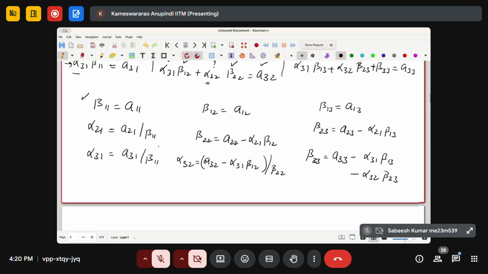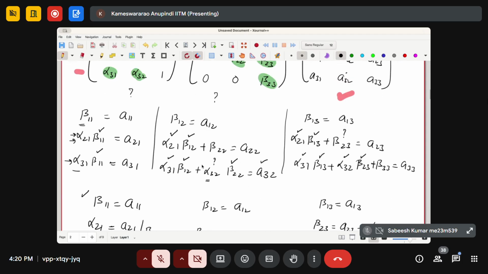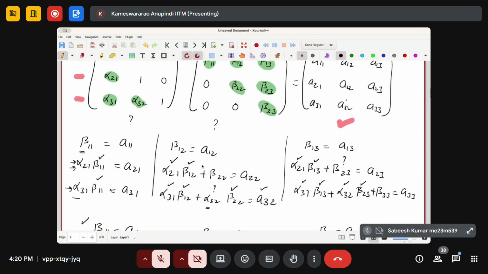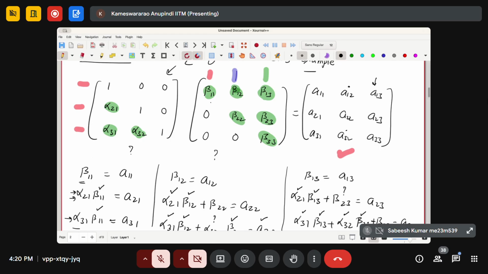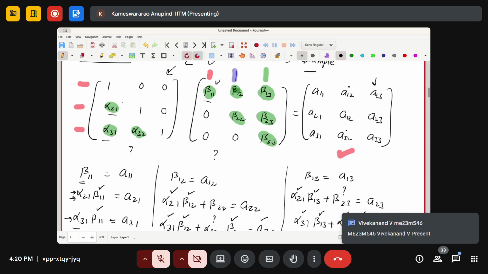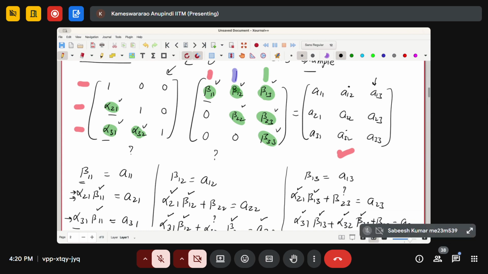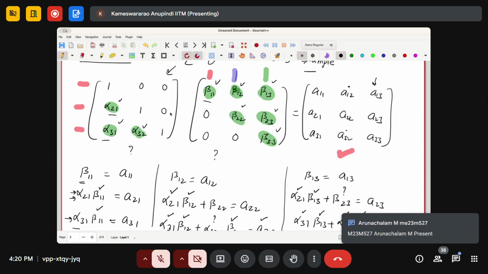If you look at the way we have calculated, I calculated beta 1,1 first, right? And then we calculated alpha 2,1, alpha 3,1. That means we are coming down the column. Once I calculate this, I'm calculating this and this. Then we go to the next column, calculate this, and then calculate alpha 3,2. Then we calculate this one, and there is nothing in alphas left to be calculated. So we are going column by column. That means our j is running from 1 to n, right? My i is also running from 1 to n.